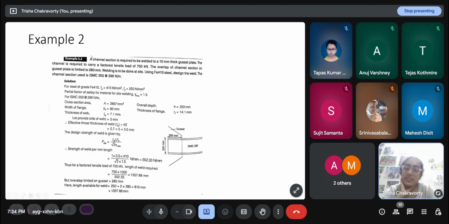So a channel section is required to be welded by a 10 thick gusset plate. The channel is required to carry a factored tensile load of 750 kilonewton. The overlap of channel section on gusset plate is limited to 280. Welding is to be done at site. We are using Fe 410 steel. So 410 is the ultimate strength of this Fe 410, and 250 is the yield strength. And we have to design the weld. The channel section uses ISMC 250.